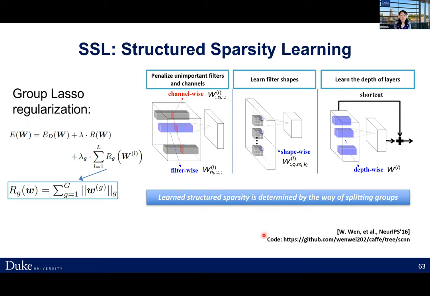And similarly, we can apply the groups to the filter shapes or the depth of the layers, okay? The code can be found online, if you're interested in practicing this, okay.